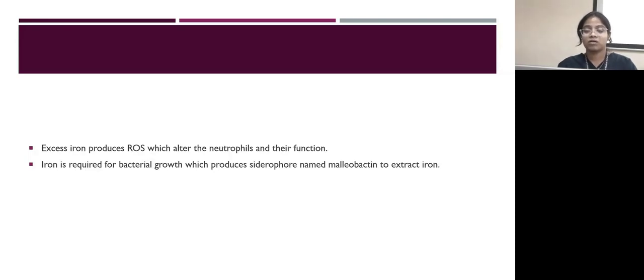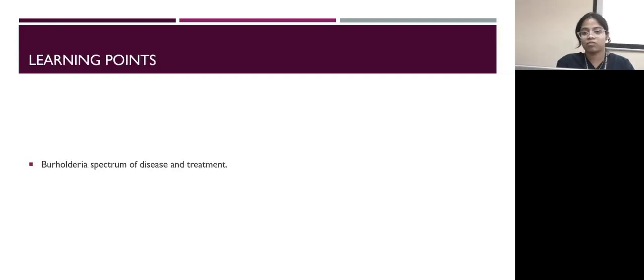It is shown that Burkholderia pseudomallei does produce some siderophores, which will help to extract iron from the surroundings. So, because he had a history of multiple blood transfusions from outside, we are considering the possibility that his excess iron is increasing his risk for amyloidosis. So, what learning points from this presentation are what are the spectrum of diseases that we'll see in Burkholderia, and for how long we'll give the treatment.